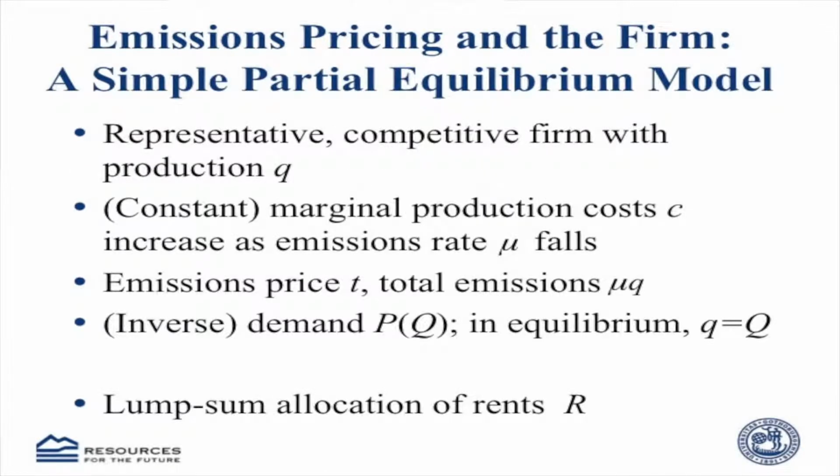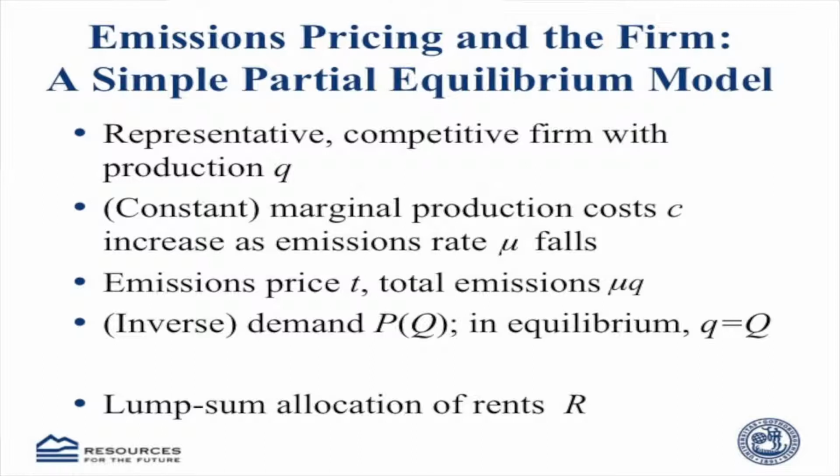So to give you an idea of how this works, let's just start with a simple partial equilibrium model. That means we're just looking at a representative firm in the sector. We're not thinking about what happens in the rest of the economy. Just for starters, let's assume that marginal production costs are constant, but they are a function of how emissions intensive you are. So if your emissions rate here is mu, as you try to decrease your emissions rate, that's going to increase your constant marginal production costs. So C is going to be a function of mu.